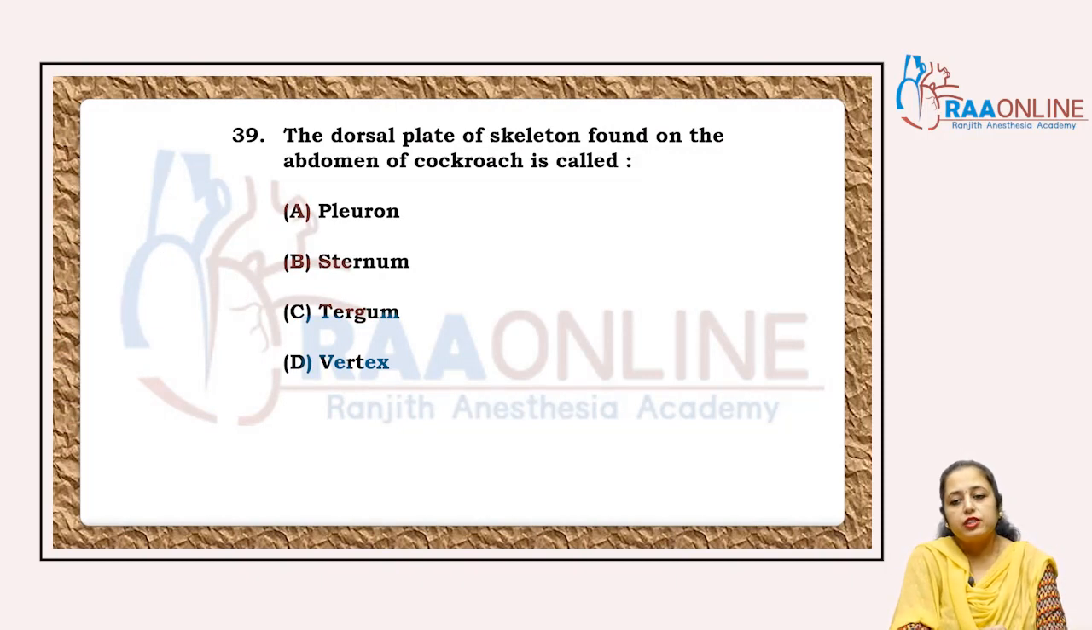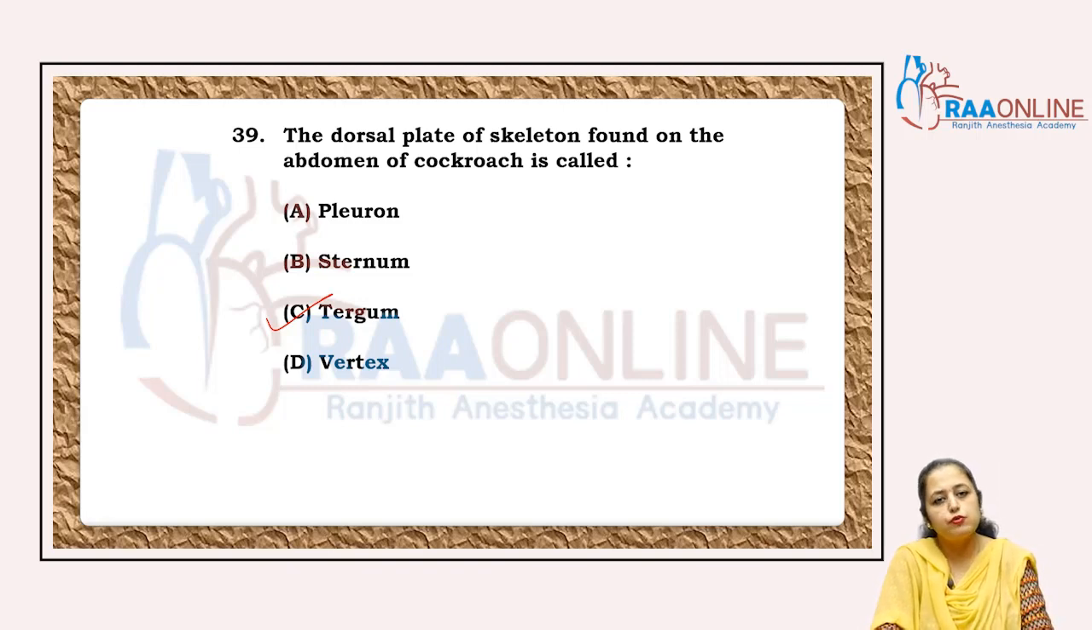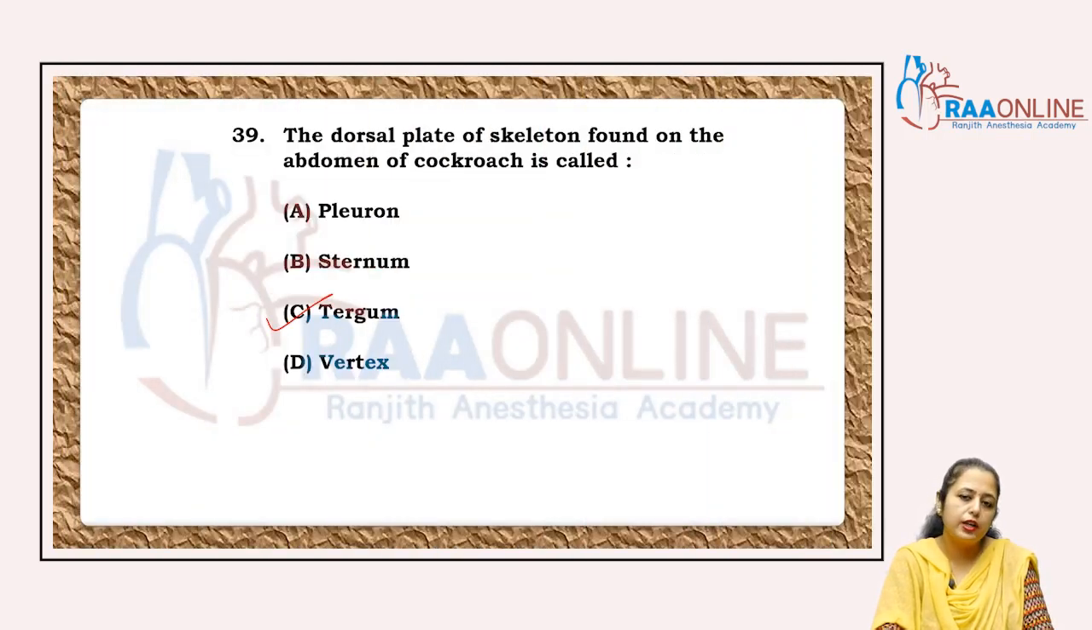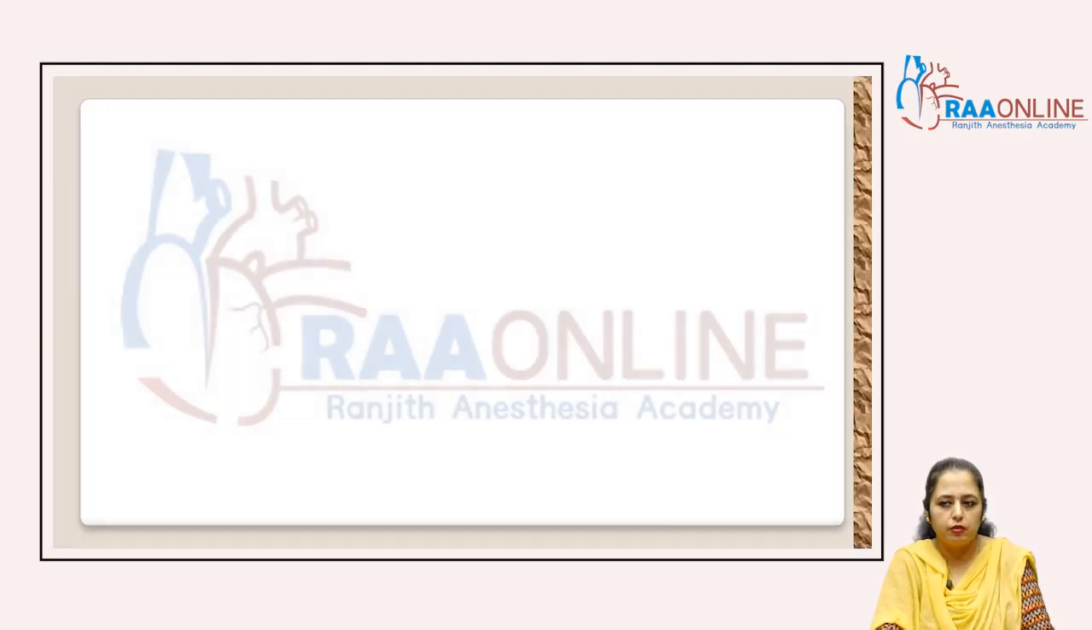The dorsal plate of the skeleton found on the abdomen of the cockroach is called the tergum, right. This is a direct question, so you have to learn it. Nothing in it needs understanding, right. The dorsal plate of the skeleton found on the abdomen of the cockroach is called the tergum, right. And if it is present on the ventral surface, that is called the sternum.